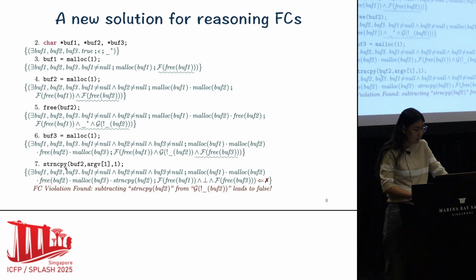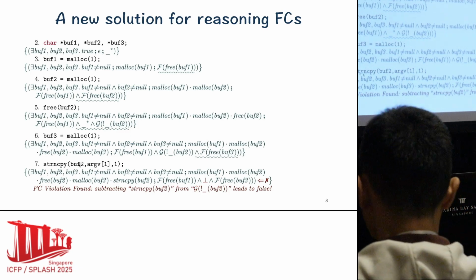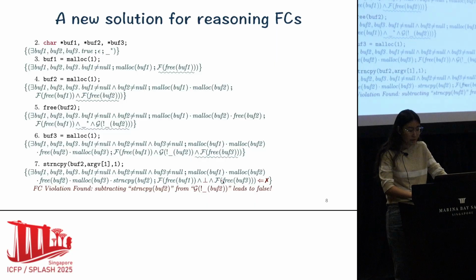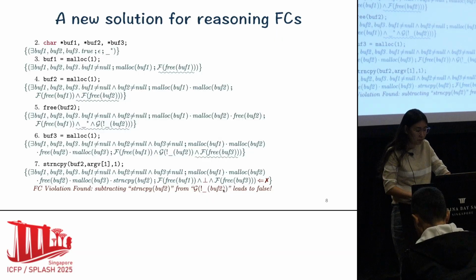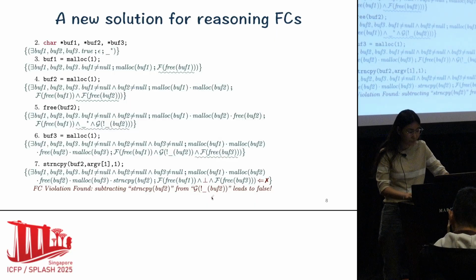Till the moment when a string copy event is emitted, and by subtracting the string copy event from the future condition constraint, it leads to a false. So the error message will say that subtracting this event from this future condition leads to false. So it is very easy for us to know which future condition has been violated and why.